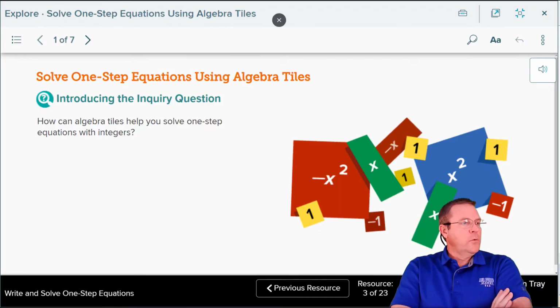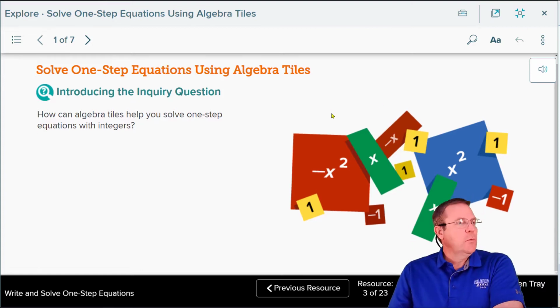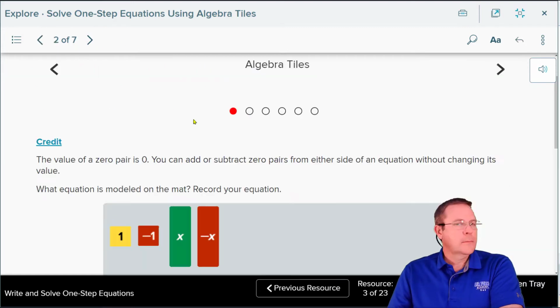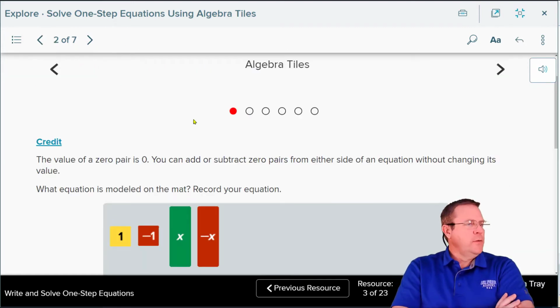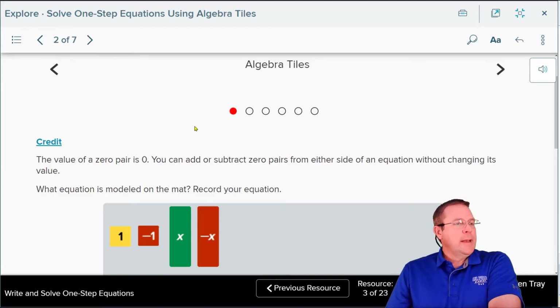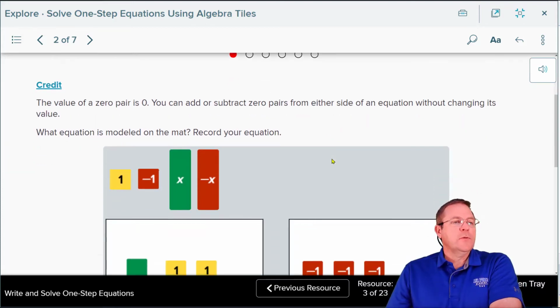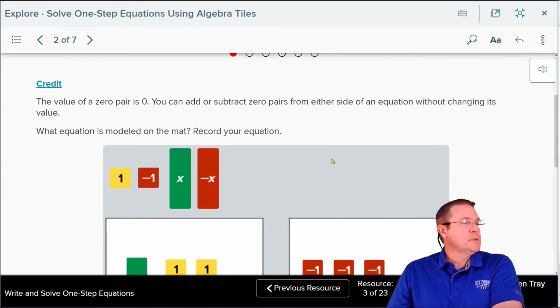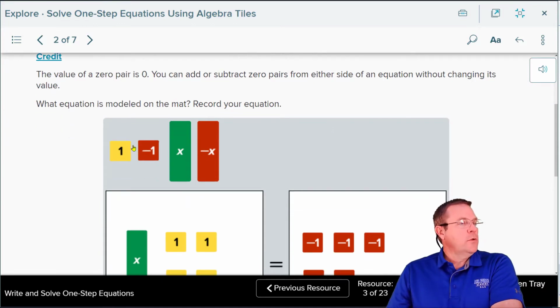Now, our inquiry question says, how can algebra tiles help you to solve one-step equations with integers? Well, let's get into that and we'll find out. If you remember, the value of a zero pair is 0. And you can add and subtract zero pairs from either side of an equation without changing its overall value. So here you can see a plus 1 minus 1, that equals 0. A plus x minus x, that equals 0 as well.